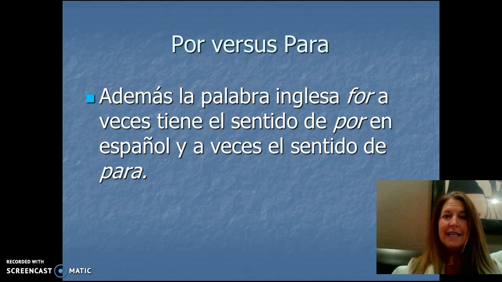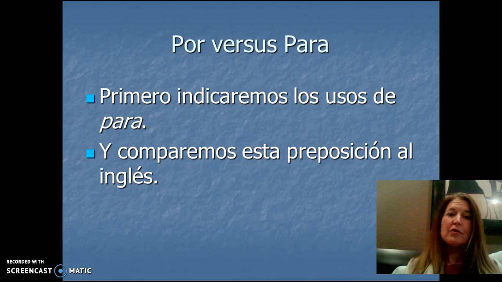Además, la palabra inglesa for a veces tiene el sentido de por en español y a veces el sentido de para. So we have that one word for, but they have por and para, and that's when we have to make that decision. And that's where our big problems come in.